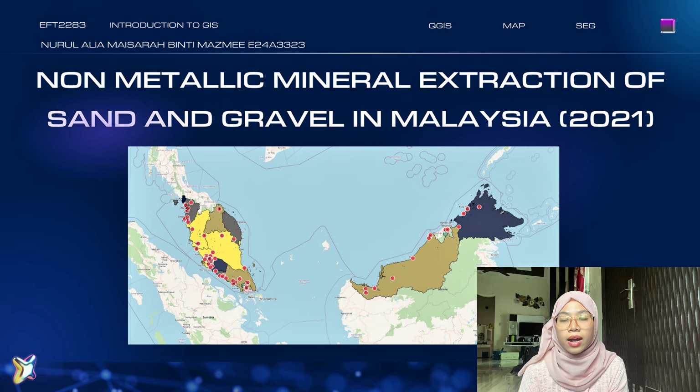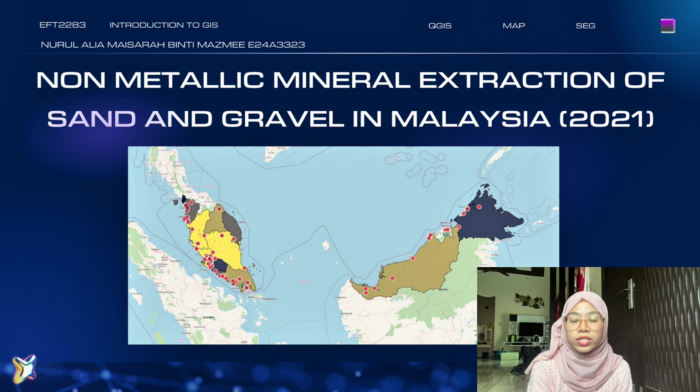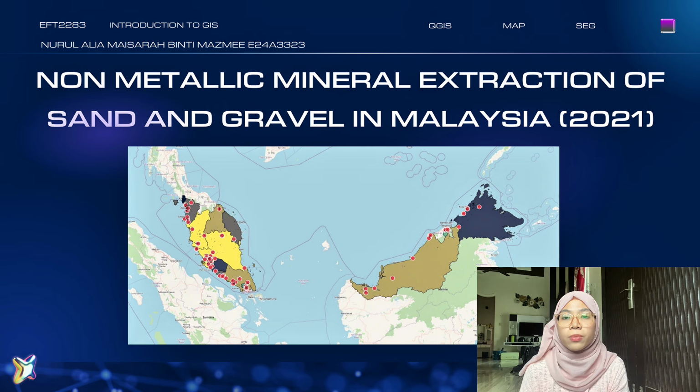Sand and gravel are important non-metallic minerals widely used in construction and infrastructure development. However, excessive extraction can cause riverbed erosion, habitat destruction, and environmental degradation. Therefore, mapping sand and gravel extraction spatially is important for monitoring and sustainable resource management. The study area covers Malaysia at the state level.